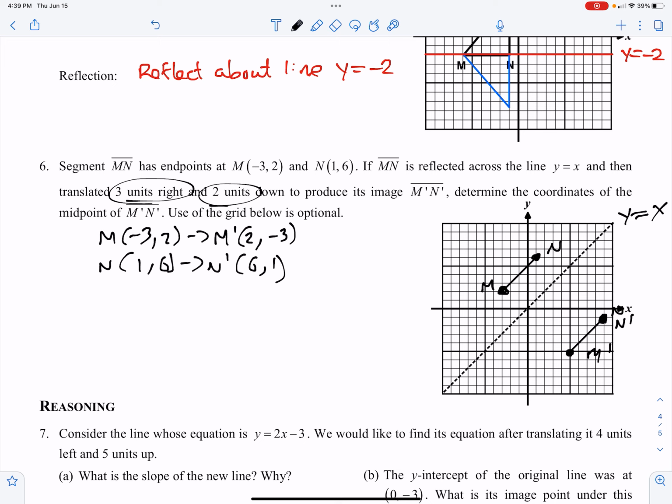Okay, so it wants us to determine the coordinates of the midpoint. That's right there. Well, I think you can read right off the graph. It's 7 over, 3 down. The coordinates of the midpoint are 7, -3.